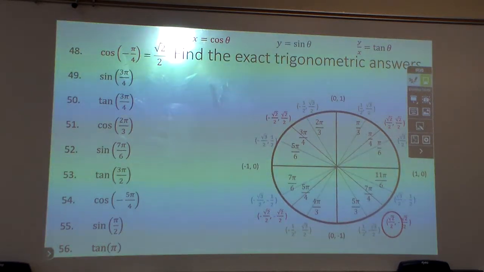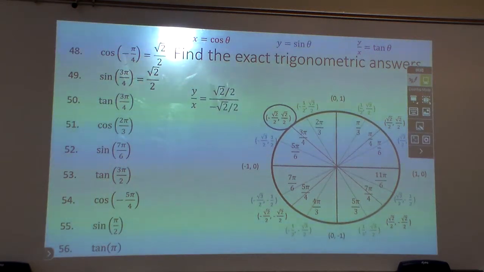So it's sine at 3 pi over 4, so 3 pi over 4 is there, and sine is just the letter y, so it's just going to be square root of 2 over 2. Tangent at 3 pi over 4 is the y divided by the x. Now notice, everything's going to cancel except it'll be a what? Not positive 1, but negative 1.